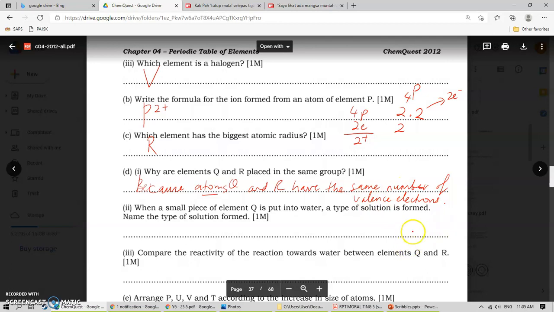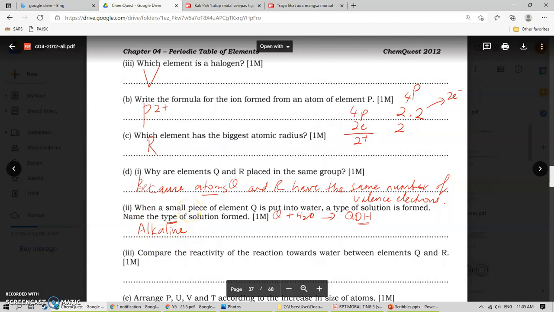When a small piece of Q is put into water, so Q is group 1, yeah? When Q is put into water, what will happen? A solution is formed. When group 1 elements react with water, it will turn into an alkaline solution, QOH. Name the type of solution. It has the OH ion, so it's an alkaline solution. They are not asking you for the name of the solution, but the type of solution: alkaline.